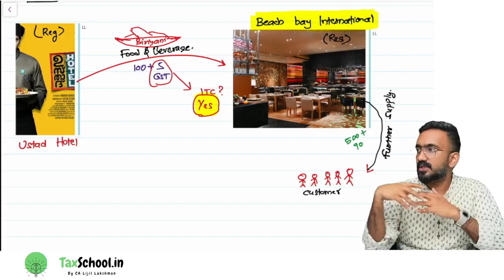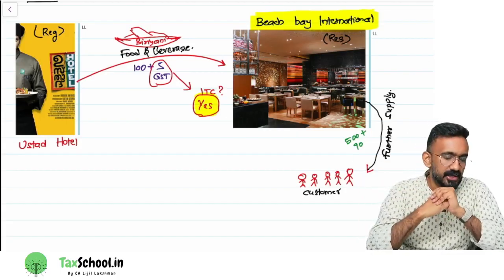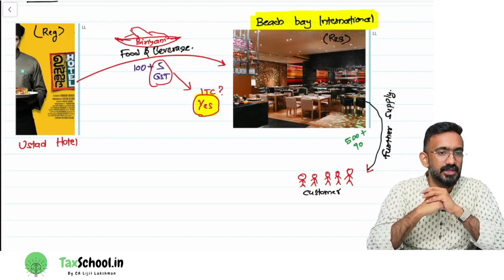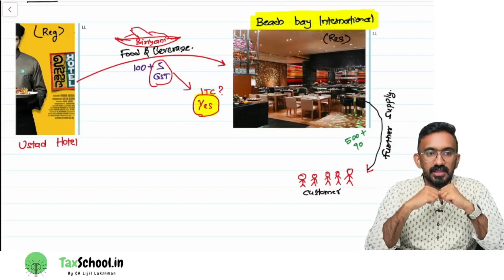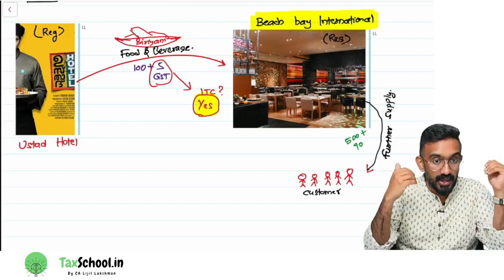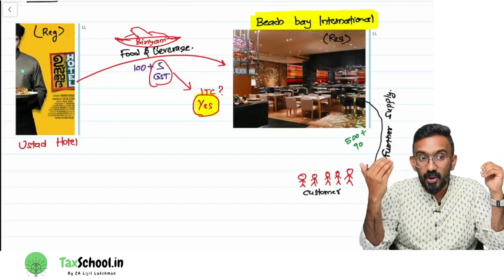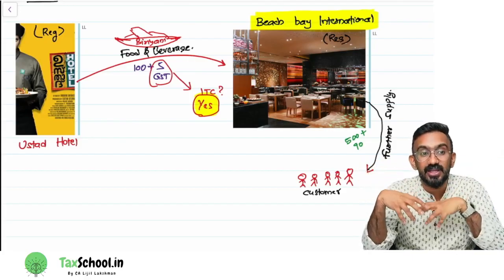Question is, this five-star hotel, which is called Beach Bay International, can they take input tax credit on this 5 rupees? They are taking inward supply of food and beverage. Can they take ITC? The answer happened to be yes. Why? Because this hotel is not consuming the food that they have purchased.